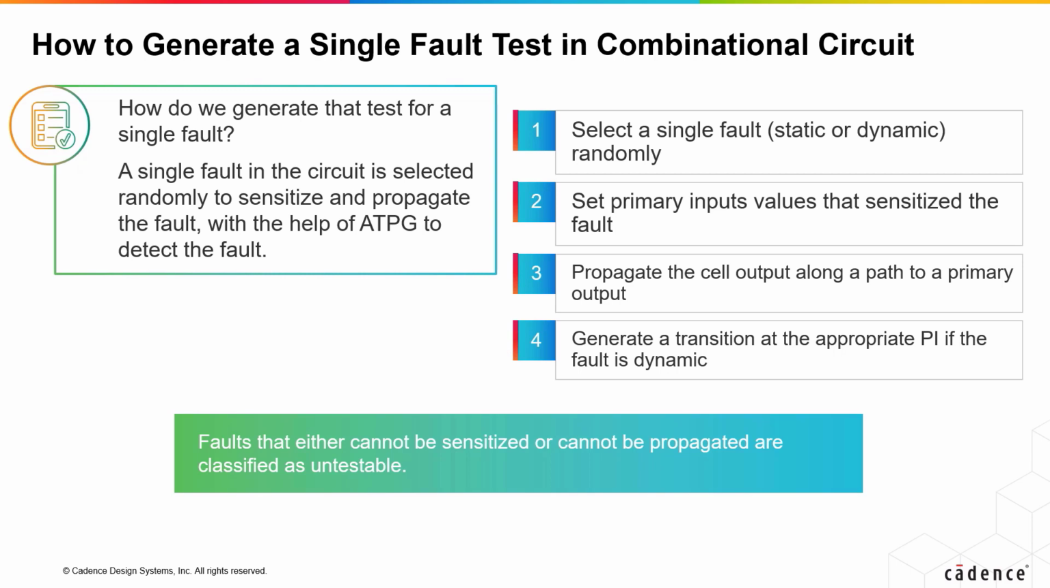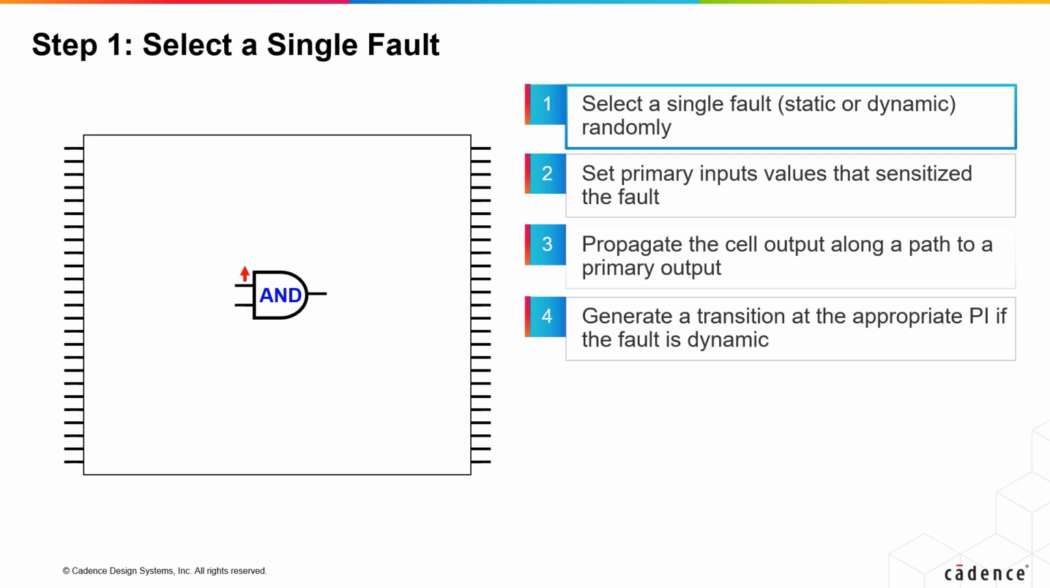If all that cone tracing fails to find a set of primary input values that sensitize the fault and propagate its result to a primary output, then the fault is marked as untestable. In a well-designed circuit, this should not happen very often. Let's try an example.